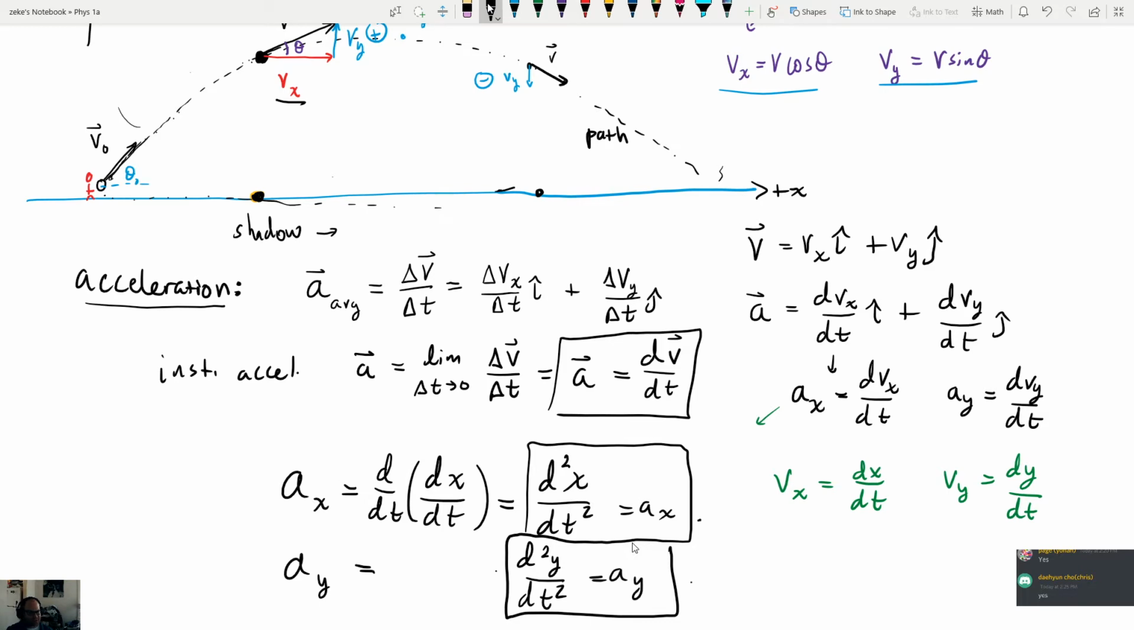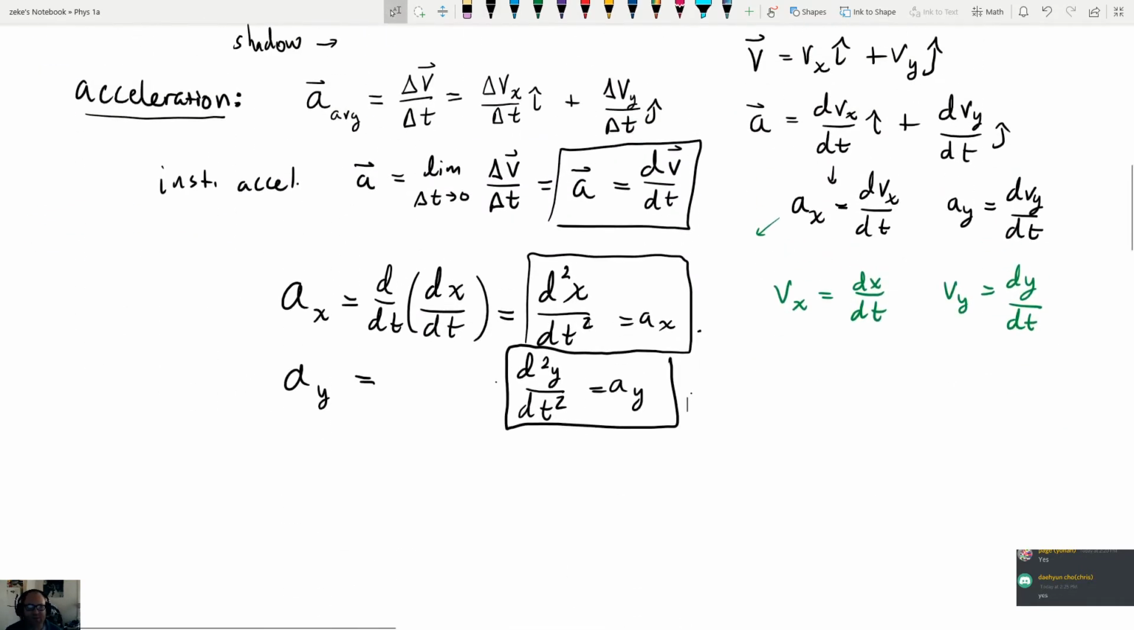So, anyone have any questions? To kind of summarize what we went through right there, we said you can define a vector that's called position. And then once you define the position vector, you can define a vector called velocity by taking the derivative of that.